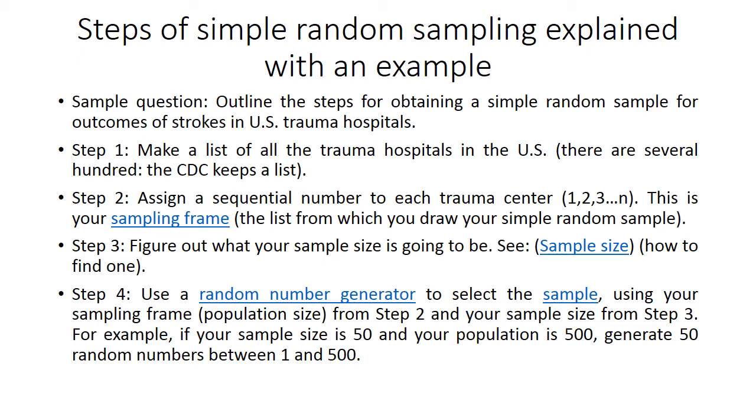Now step number 3 is figure out what your sample size is going to be, how you will find one. And the last step is use a random number generator to select the sample using your sampling frame from step 2 and your sample size from step 3. For example, if the sample size is 50 and the population is 500, generate 50 random numbers between 1 to 500. This is how this type of sampling is done.